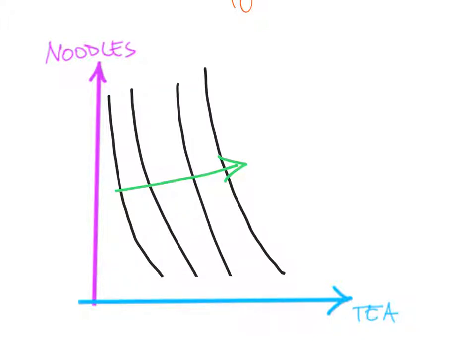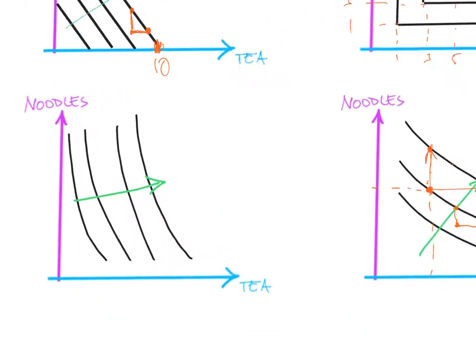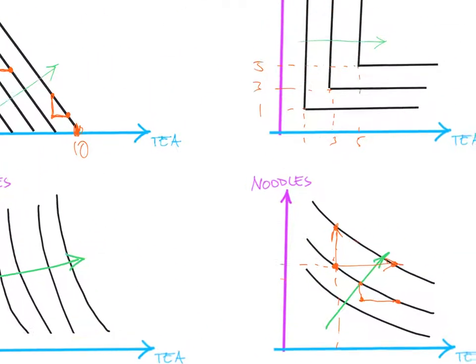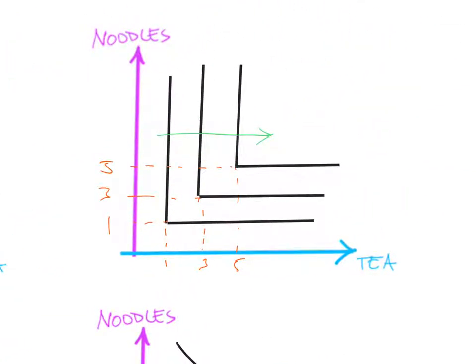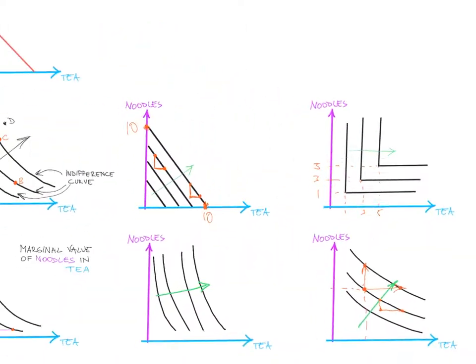Yes? In the second graph, where it's perfectly complements, this one? Yes. So the green line can also be vertical, right? Yeah. I'm just showing that these indifference curves are higher than these and higher than these. That's all. Yeah. Okay.